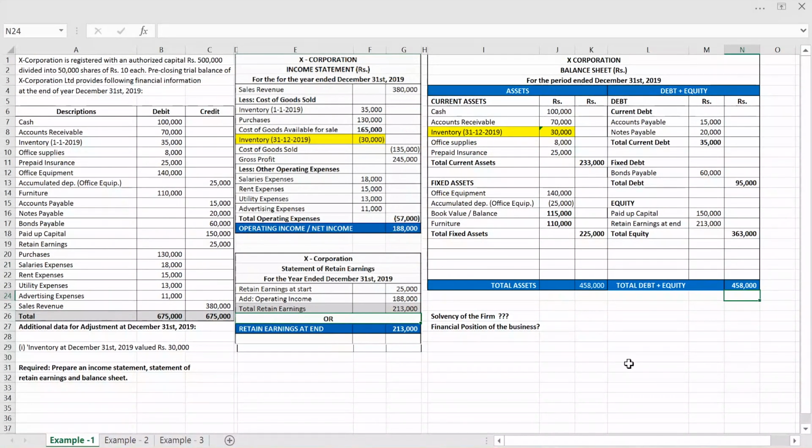Now in my next video I am going to explain to you the financial position of this X corporation as well as the solvency of the firm.